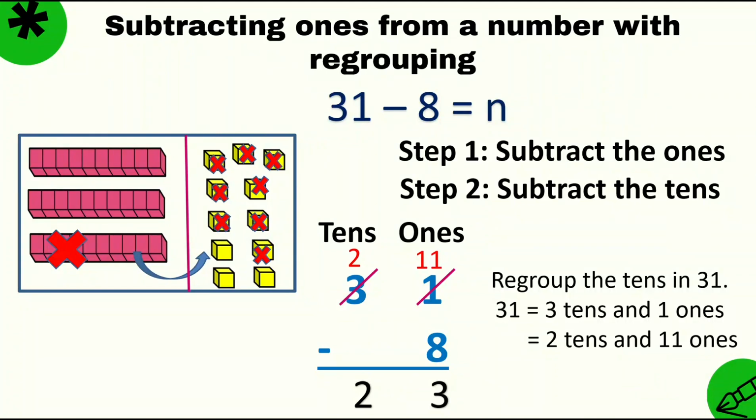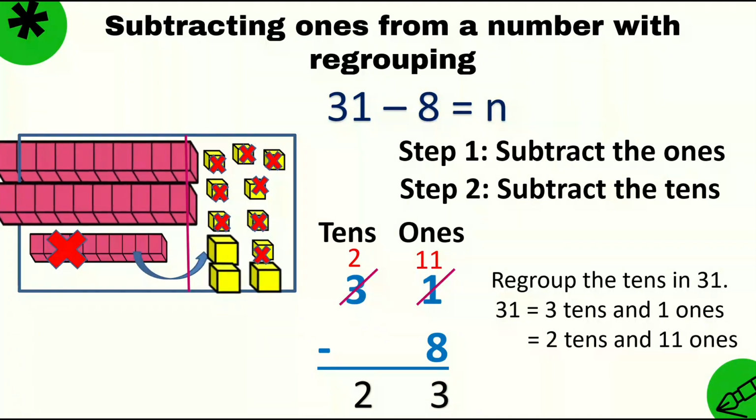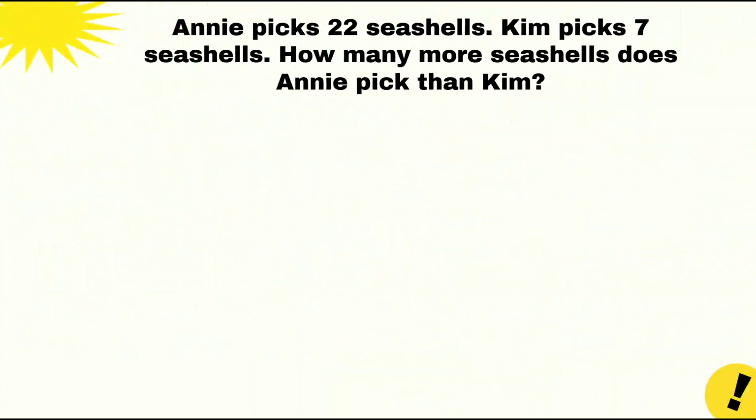Alright, so let's have another example. Let's solve this problem. Annie picks 22 seashells. Kim picks 7 seashells. How many more seashells does Annie pick than Kim? When you solve a problem, make sure to understand the problem, look at the given, what is being asked, what operation to be used. Since our lesson is about subtraction, it's pretty obvious that we are going to use subtraction. So this is our subtraction sentence: 22 minus 7 equals n.